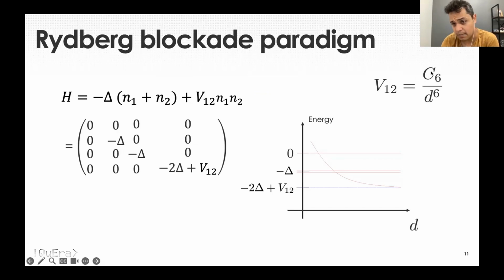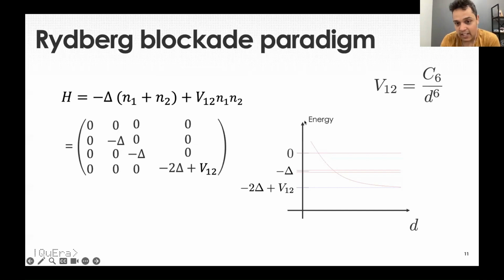The coefficient that goes above it, we call it C6. You don't have to worry about what it is. It's just an overlap integral. It has a number. It's fixed for Aquila because the orbitals that we use are fixed. If you look at what the Hamiltonian looks like for these 2 atom problems, it's actually diagonal and quite simple. Whenever I have 1 atom excited, I pay delta. Whenever I have 2 atoms excited, I pay 2 delta. And when I have 2 atoms excited, I pay V12, and everything lies on the diagonal.